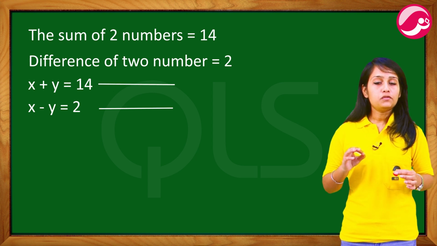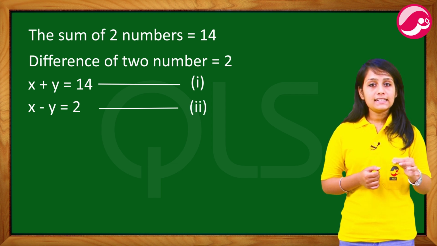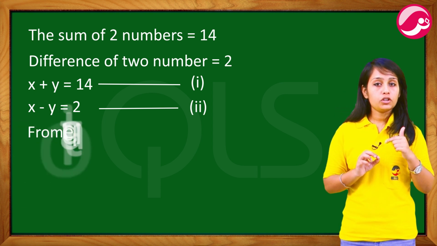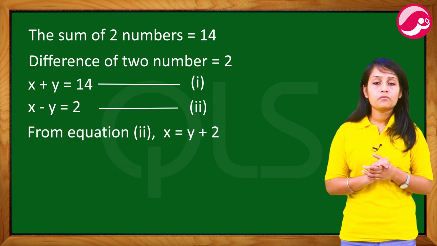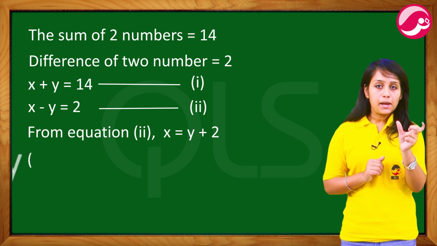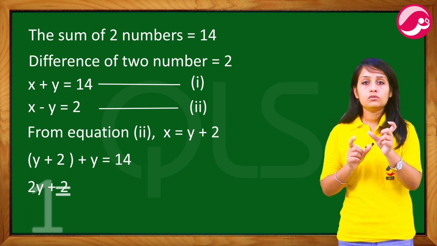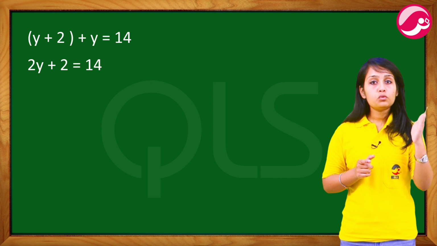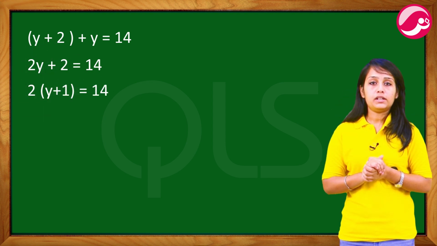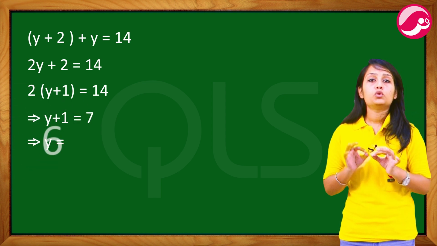Let x plus y equal to 14 be equation 1 and x minus y equal to 2 be equation 2. Let us take the value of x from equation 2 and put it in equation 1. So from equation 2, value of x comes out to be y plus 2. We put it in equation 1. So equation 1 becomes y plus 2 plus y equal to 14. That is, 2y plus 2 equal to 14. Taking out 2 as common, we get 2 into y plus 1 equal to 14, which gives y plus 1 equal to 7. That is, y comes out to be 6.